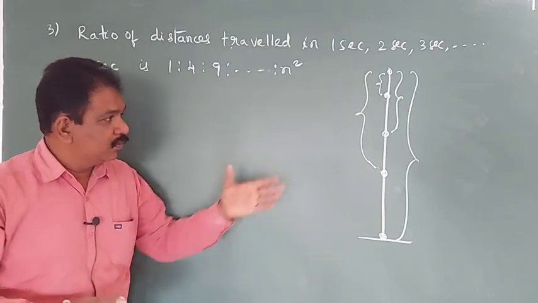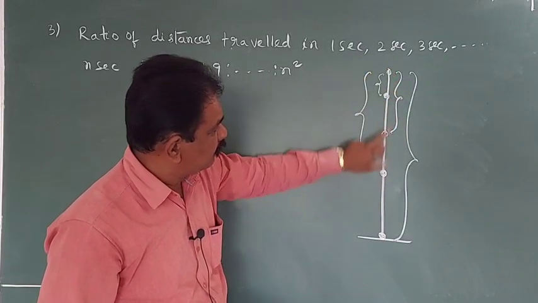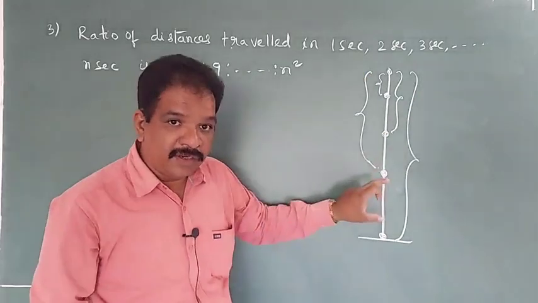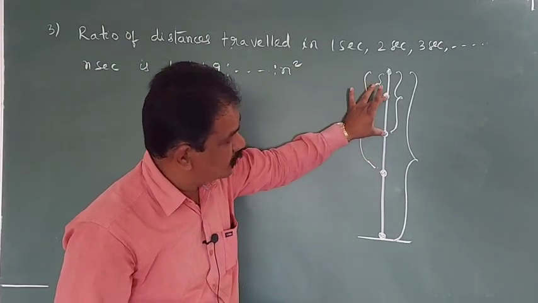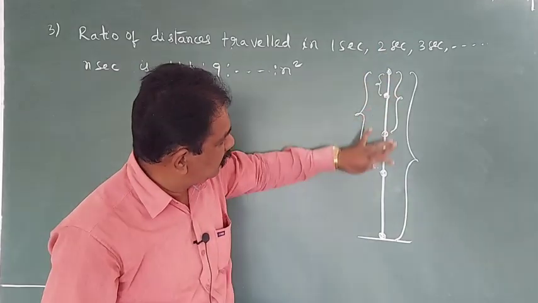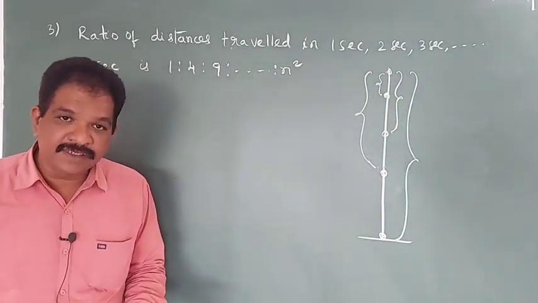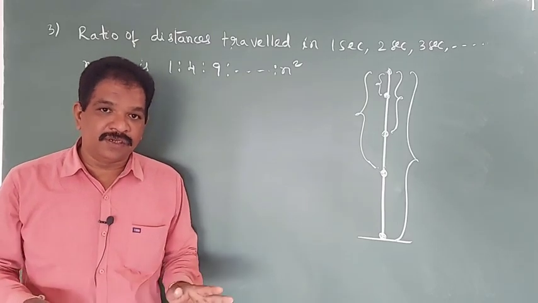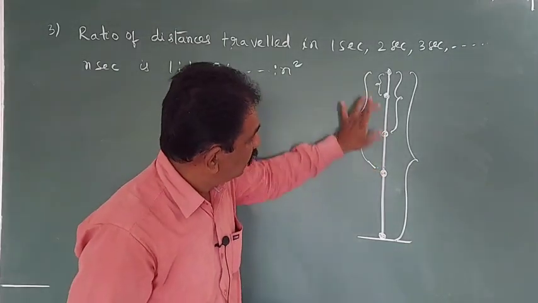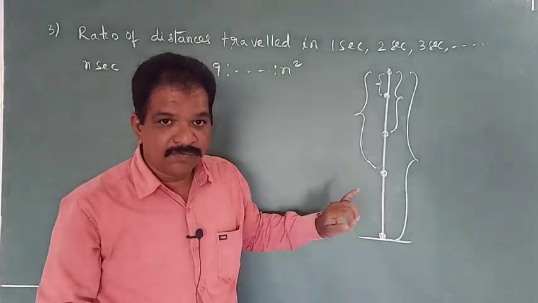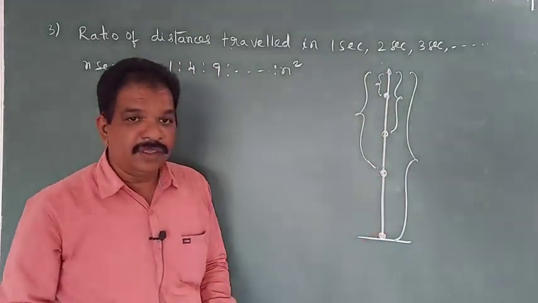So total 2 seconds, this one. Total 3 seconds from here to here. Third second means this only. Second second means this only. Total 3 seconds means here to here. Observe the difference. Second second, 2 seconds different. Third second only this one, 3 seconds from here to here. Fourth second only this one, 4 seconds here to here.